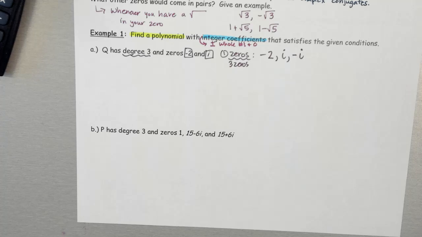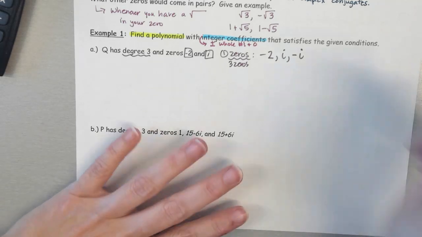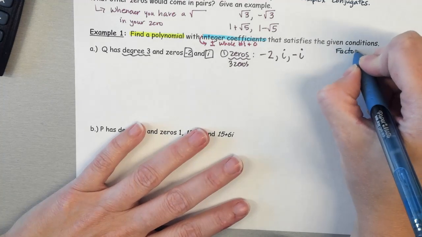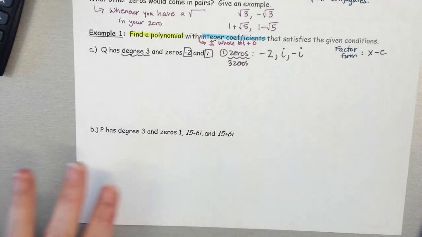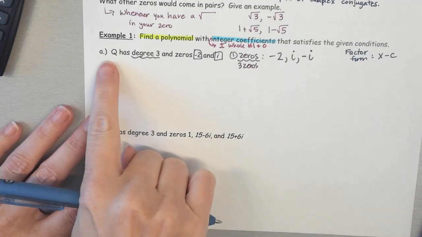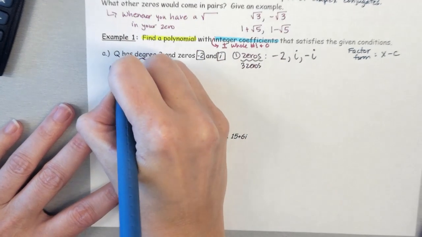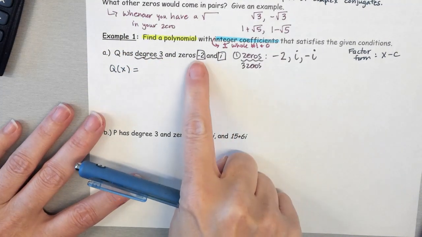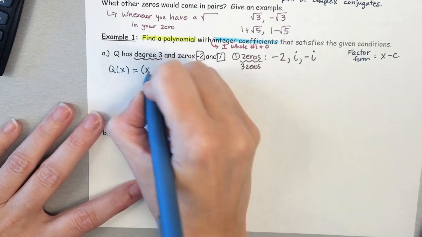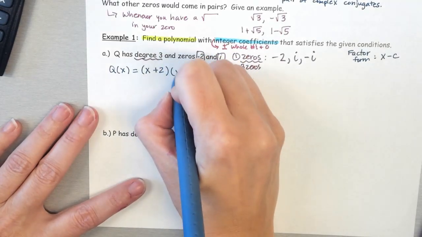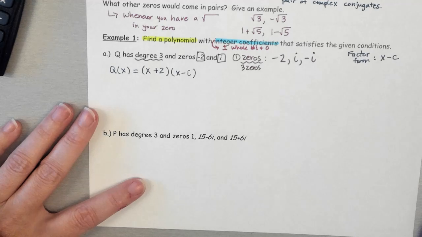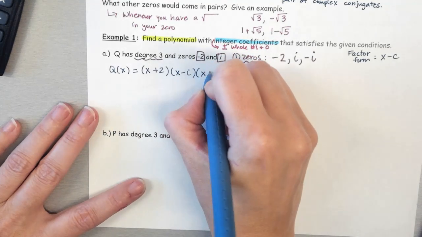We are going to write these in factor form. When I say factor form, that means you are writing it as x minus c. Okay, so it's calling it q, so we're going to say q of x equals. So if you have x minus negative 2, it's really just x what? Plus 2. If you have i, it's x minus i. If you have x minus negative i, it's really x plus i.